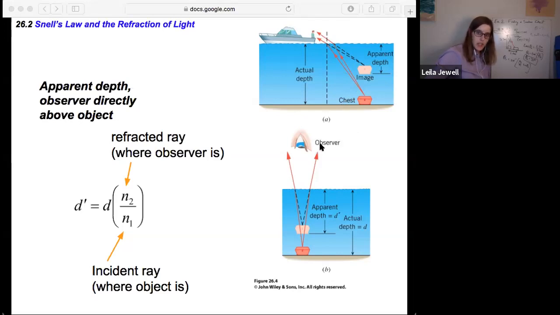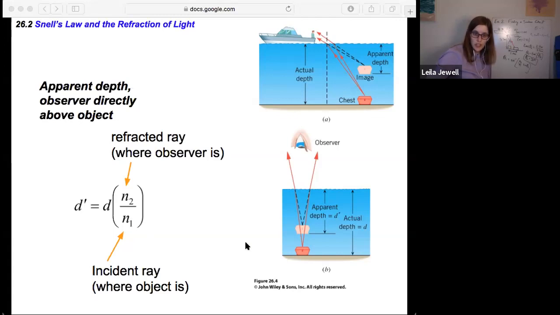So if you have an observer directly above the treasure chest, you can note that not only will the angle of incidence and refraction change, but the apparent depth will be different. And you can get the apparent depth, d prime, relative to the actual depth with just the ratio of n2 over n1.